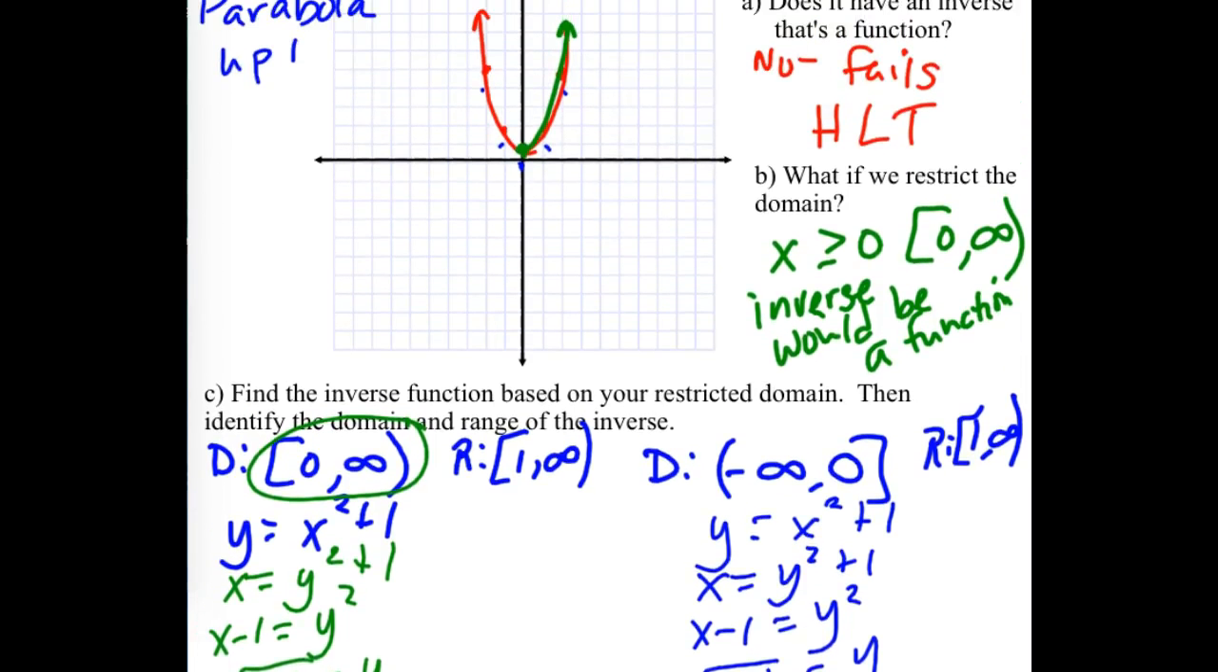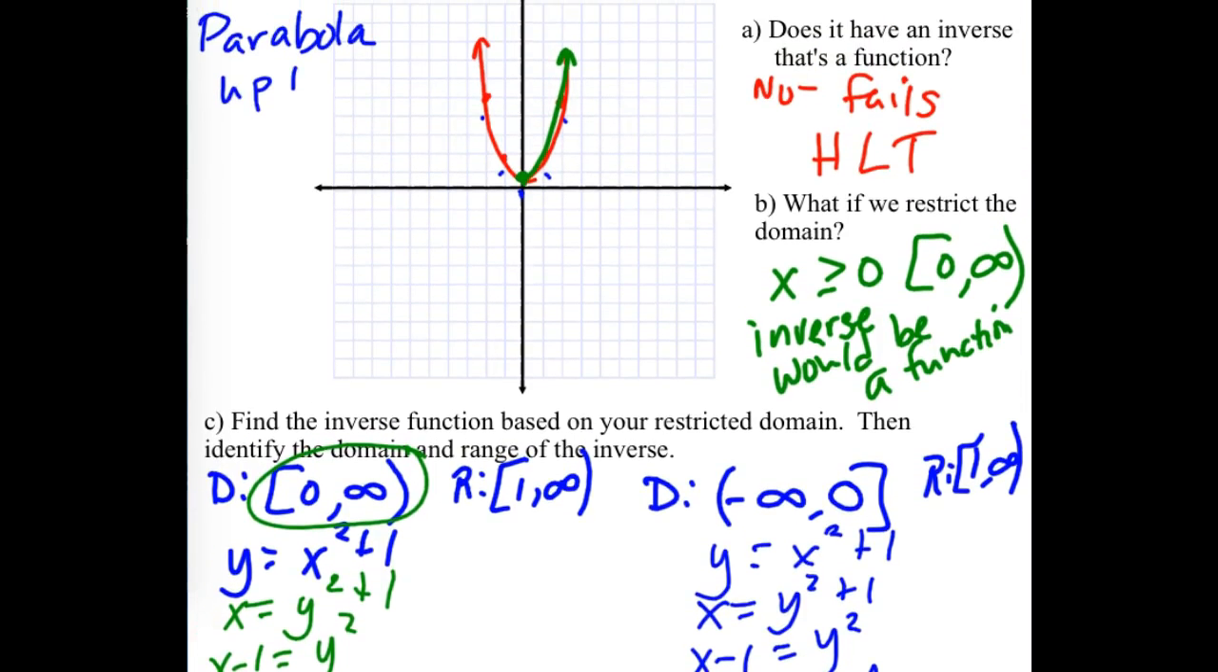Okay? So looking at our graph, if we just take the green part, okay? That was the first one we did, just the positive from 0 to infinity for x. When I do the inverse of that, instead of having the point 0, 1, it's now the point 1, 0. Okay? Instead of having the point 1, 2, it becomes 2, 1. Instead of having the point 2, 5 up here, it becomes 5, 2. So we get that square root picture, but we're just looking at the top part of it.